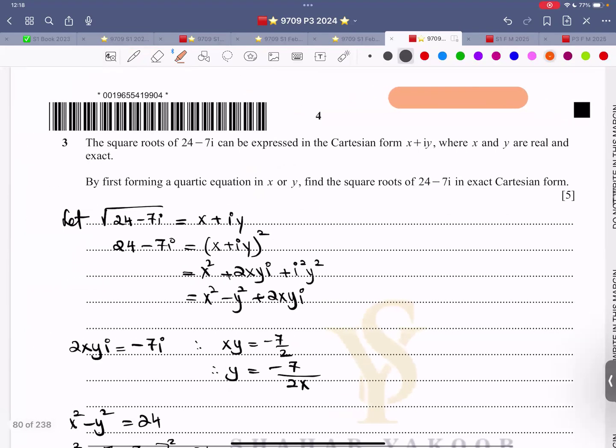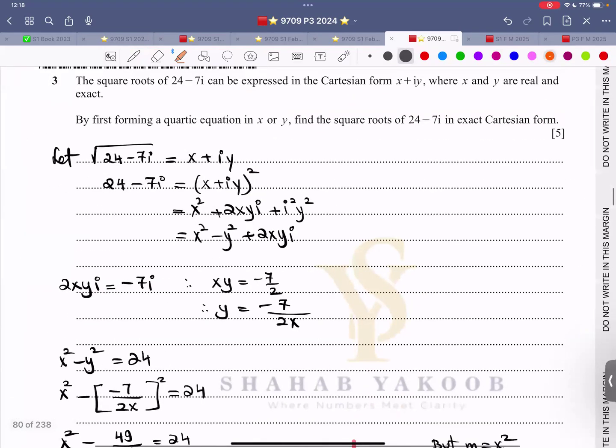That is over here. Read the question. The square root of 24 minus 7i can be expressed in the Cartesian form where x and y are real and exact. Underline this thing. They are real and they are exact. That means, yes, it's a complex number, but the coefficients are real. So coefficients are real and exact.